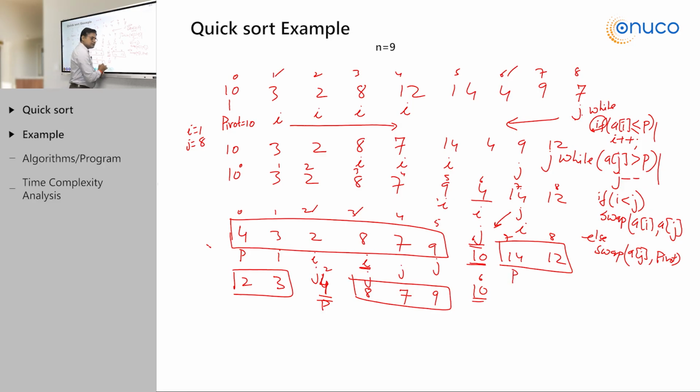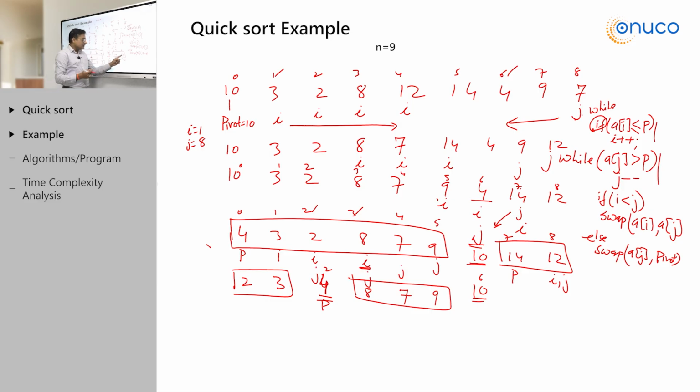This is the pivot element. Recursive call. Left recursion, right recursion. We have to do both. P, next element is I, and last element is J. Hence, this is again the J element, because in this array we have two elements. First element is pivot, next element is I, and last element is J. So both are pointing to the same place.